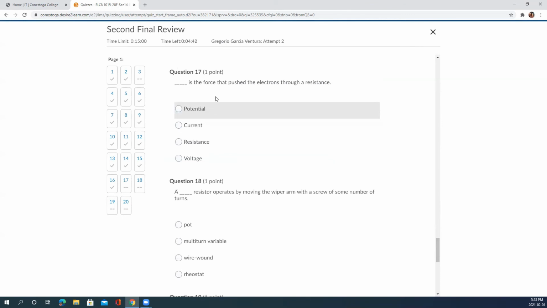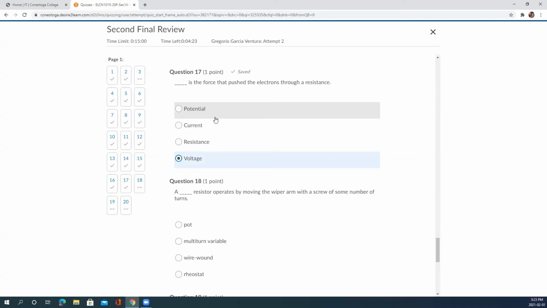Question number 17 now. A blank space is the force that pushes the electrons through a resistance. Okay, so that's voltage. Okay, so it cannot be potential because potential difference, yeah, that would be a different story.